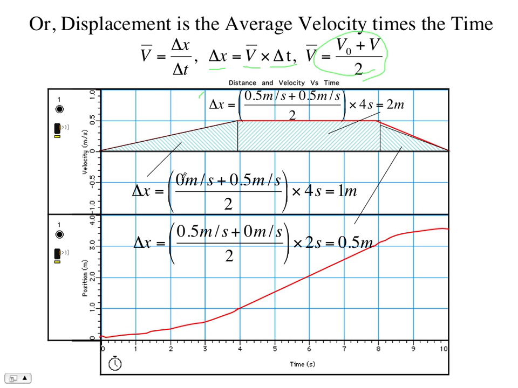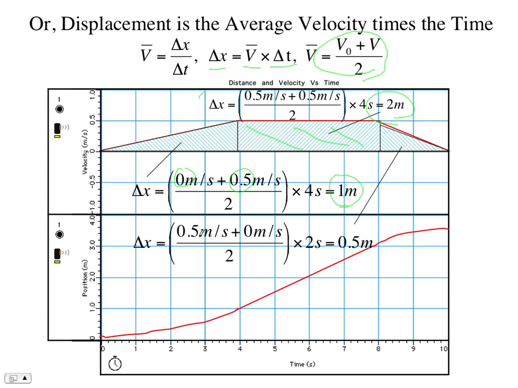It's the initial 0 plus the final 0.5 over 2, or 0.25, times 4 seconds, 1 meter displacement, just like we got from the area. This part, the average velocity is just a 1/2 meter per second. It's not changing. You don't really need to do this part. So you end up again going 2 meters.